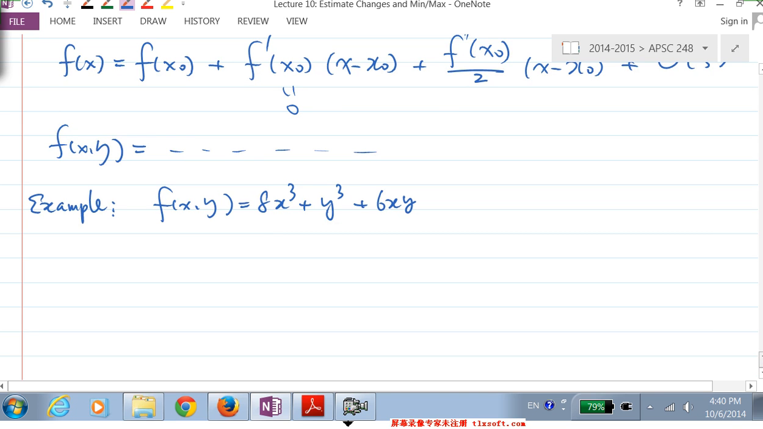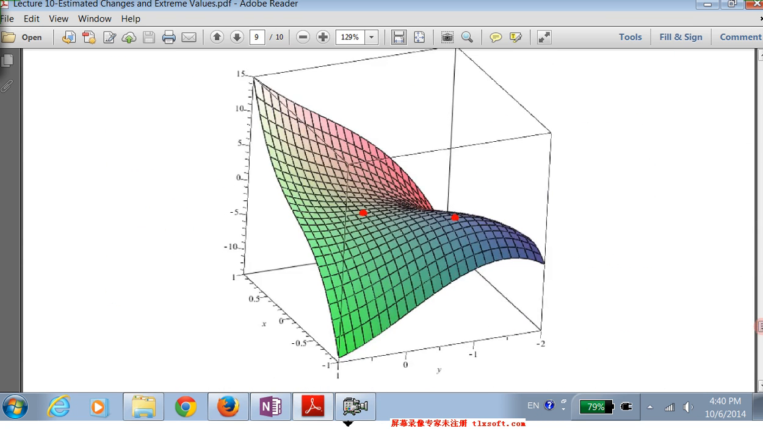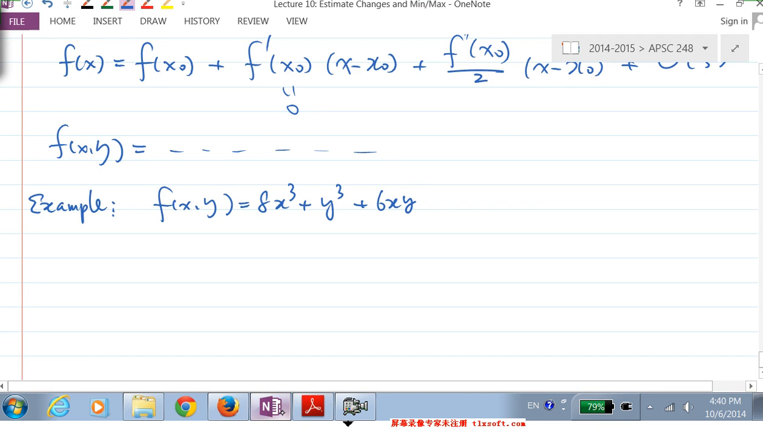Okay, so here's a function. This is a function of 2 variables, so it's a surface. And that's actually what this surface looks like. It's like a butterfly. Now let's find all the possible min, max, or saddle points for this particular surface.